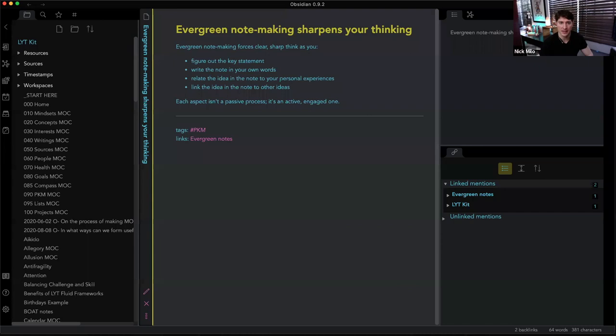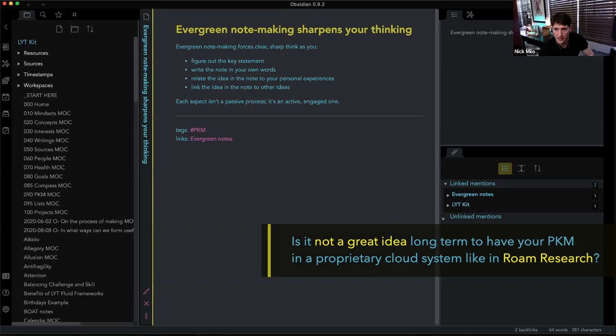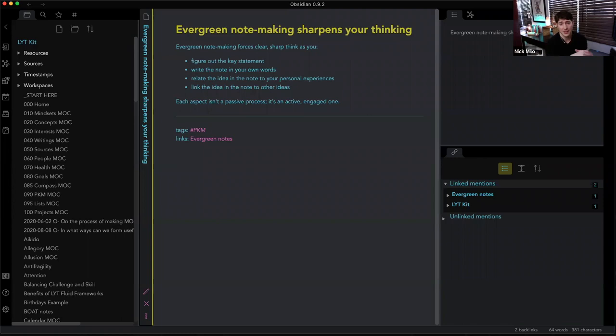I see Paul says, not a great idea long-term to have your PKM in a proprietary cloud system like Roam. Well, yeah, those are kind of the points that I'm really fearful of. I mean, someone else has your information. How do you feel about that? You might be okay with it.